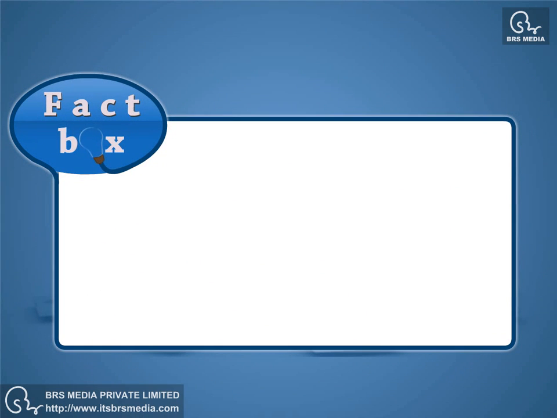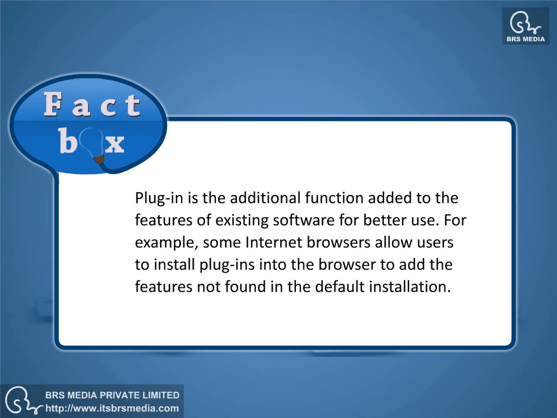Fact box. Plug-in is the additional function added to the features of existing software for better use. For example, some internet browsers allow users to install plugins into the browser to add the features not found in the default installation.